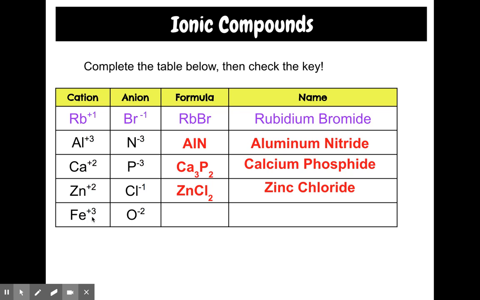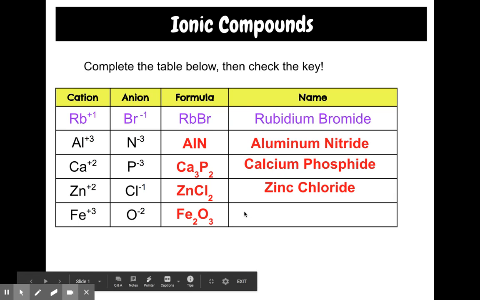And last but not least, Fe has a +3 charge and oxygen has a -2 charge. This will be similar to the calcium and phosphorus example above. So 3 and 2 both multiply into 6. So in order to get a total of 6 for the charges, you'd have to have 2 iron atoms and 3 oxygen atoms. So the formula would be Fe2O3.